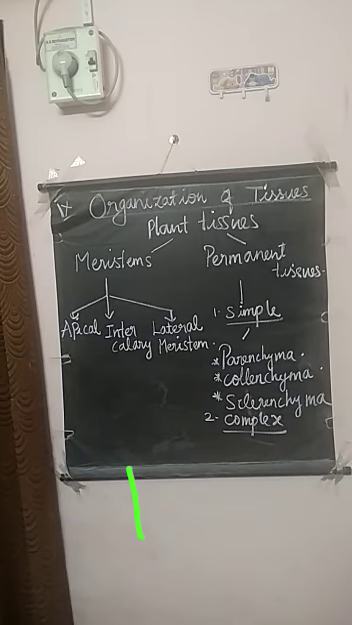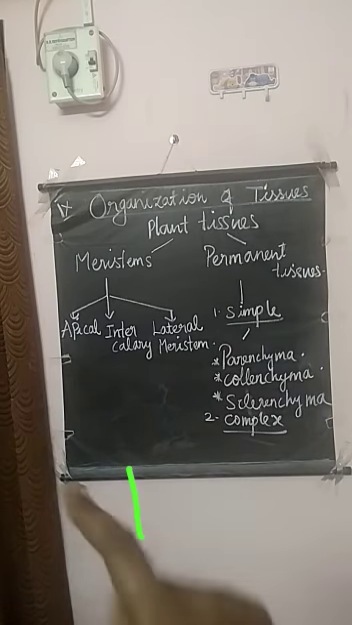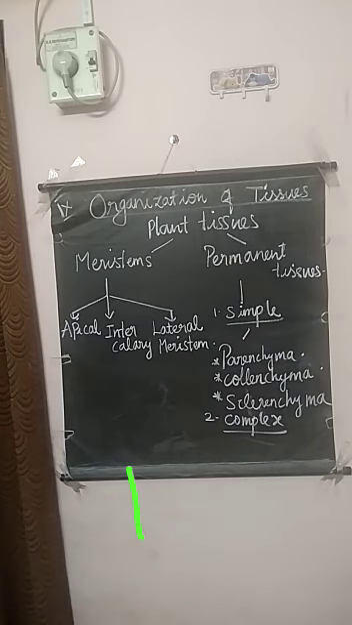The next one is intercalary meristem. We can see this type of tissue at the base of a leaf or the base of internodes. Intercalary meristems lie between the region of permanent tissues and the primary meristem. These are the things given in your book about intercalary meristem.